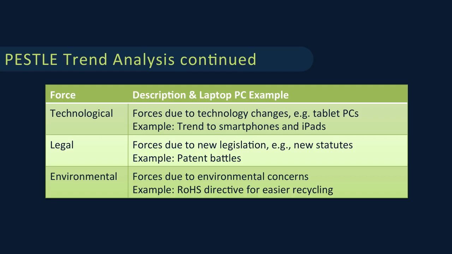The fifth force is legal, such as new legislation and statutes. For example, the smartphone industry has been rocked by patent battles in the legal arena, such as the well-publicized patent wars between Apple and Samsung. The sixth and final force is environmental, which generally center on increasing concern for our natural environment. For example, companies in the European Union must comply with the Restriction of Hazardous Substance Directive, also known as RoHS. Similarly, California passed the Electronic Waste Recycling Act. Both seek to reduce pollution due to hazardous elements of consumer electronics.